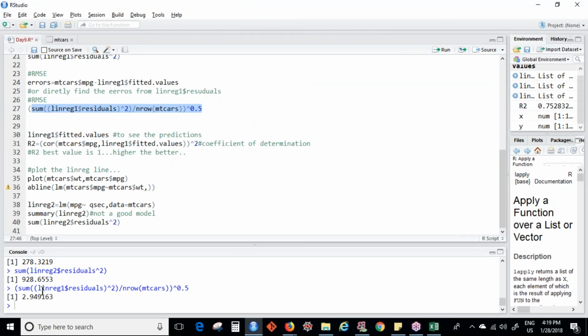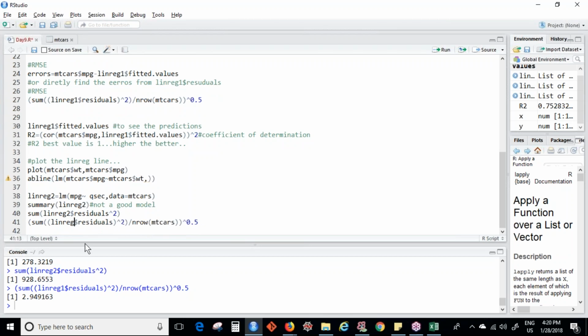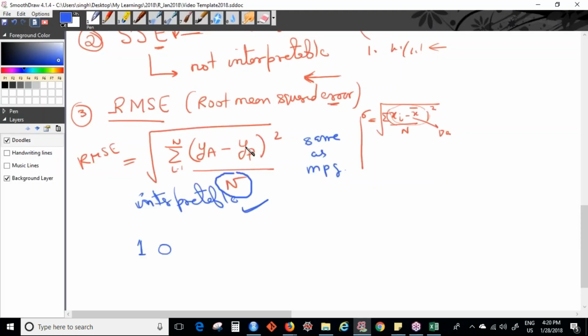Okay, so my root mean squared error is 2.94, and it has the same unit as miles per gallon, so it is interpretable. Similarly I can find RMSE for the second model also. For the second model, I'll just replace linreg1 with linreg2, and I will run it. So you see I'm getting 5.38. RMSE is also an error term, so this also should be the lesser the better.